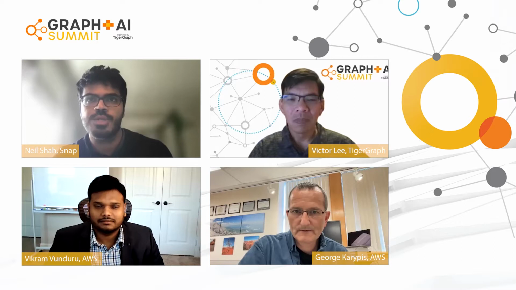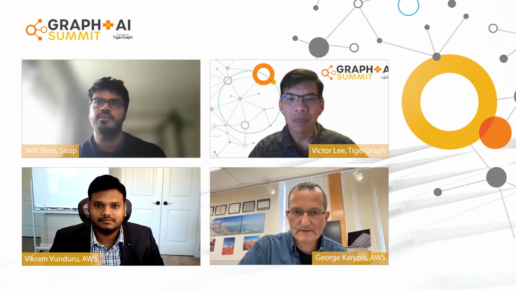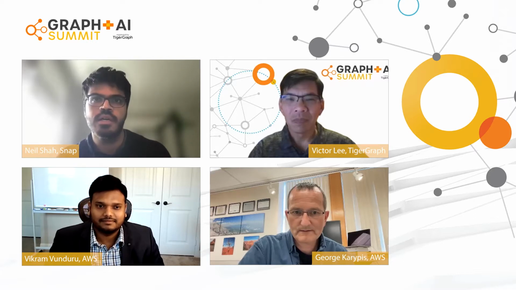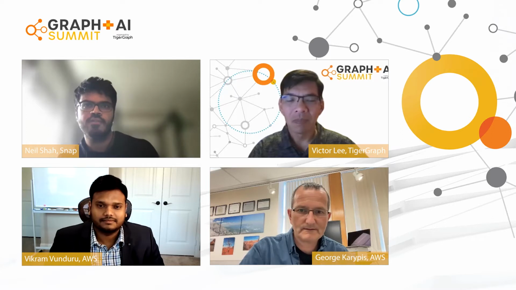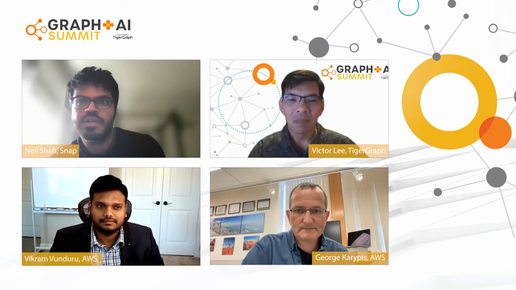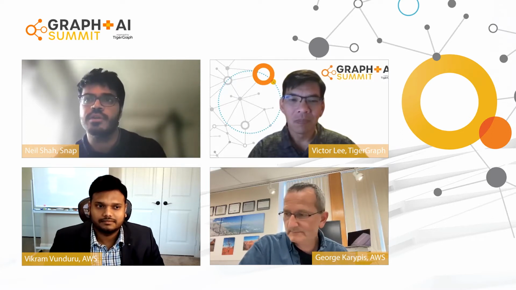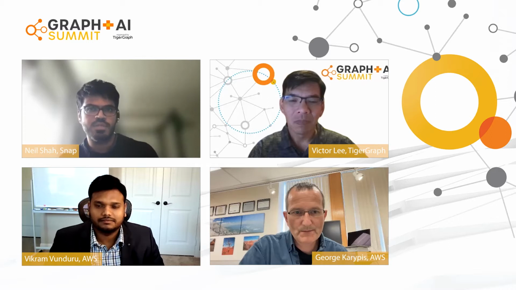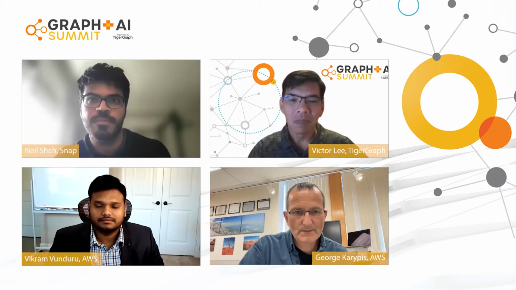Firstly, we have George Karypis, who is a senior principal scientist at AWS AI and ML and a distinguished McKnight University professor at the University of Minnesota. Next, we have Victor Lee, who's the vice president of machine learning at TigerGraph. Victor received his PhD in computer science from Kent State University with a focus on graph data mining, and before TigerGraph, he was a visiting professor at John Carroll University.